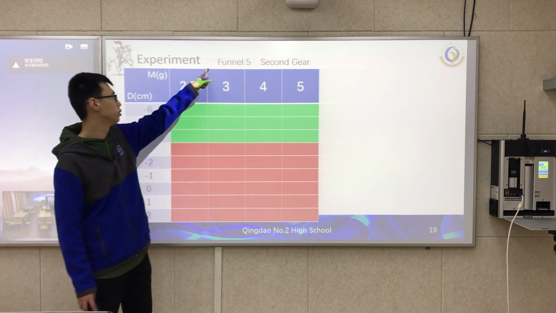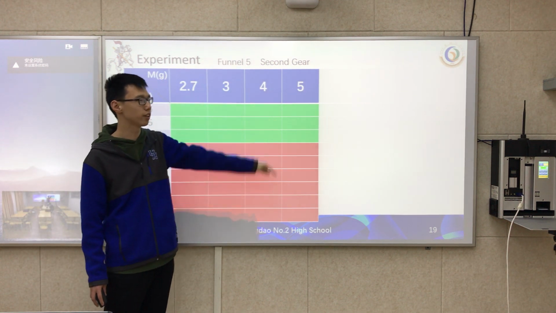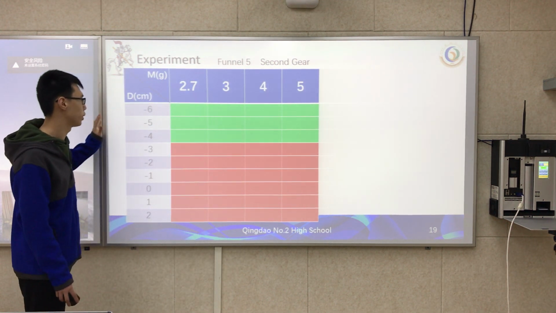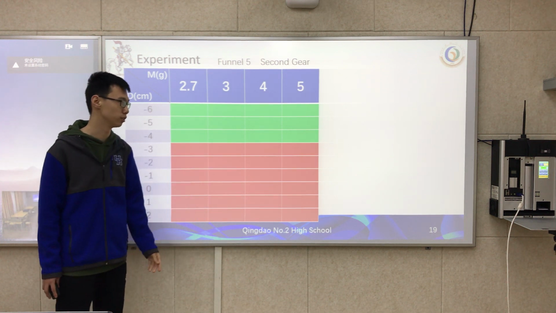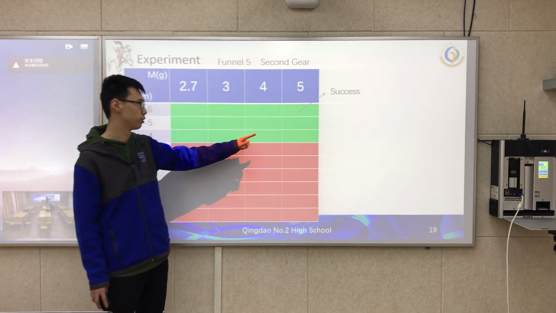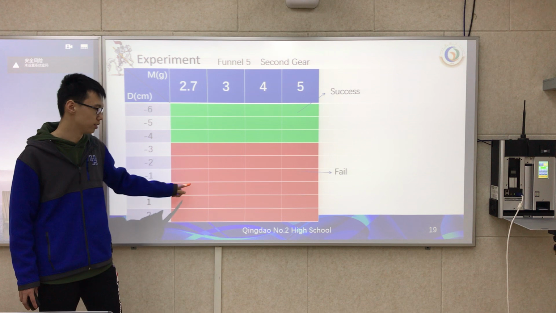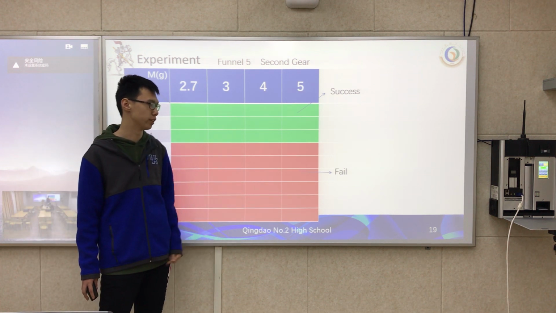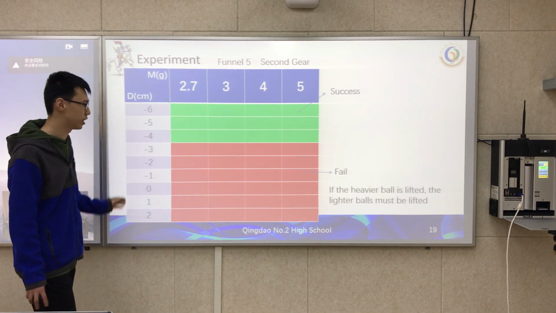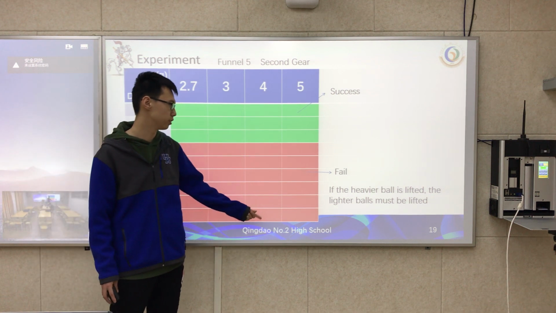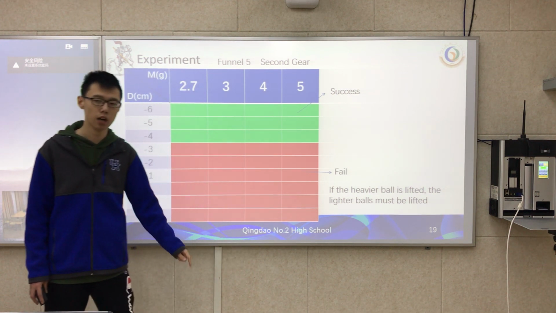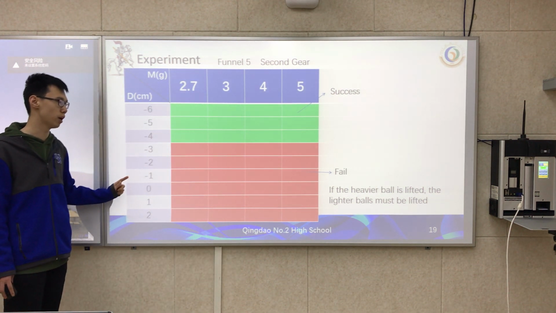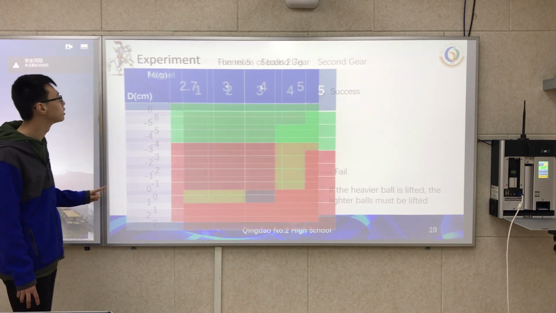We control the type of the funnel and use the second gear of the blower. We can export the form of a result. The blue cells mean that the ball can be lifted up, and the red cells mean that the ball cannot be lifted up. According to the form, we can see that if the heavier ball is lifted, the lighter balls must be lifted. We can explain these conclusions by Newton's second law easily.